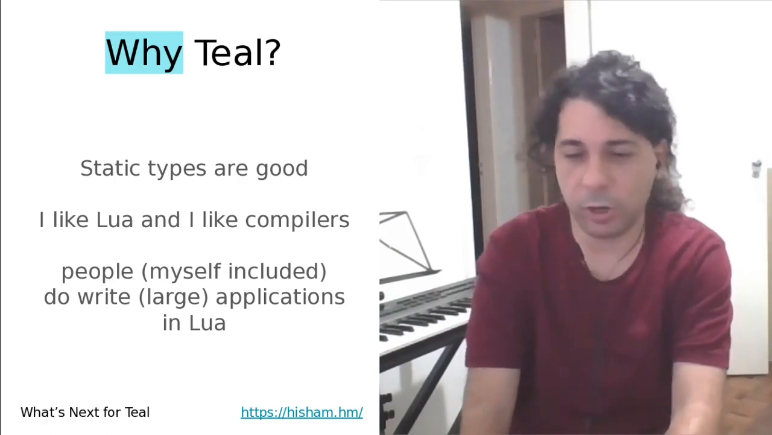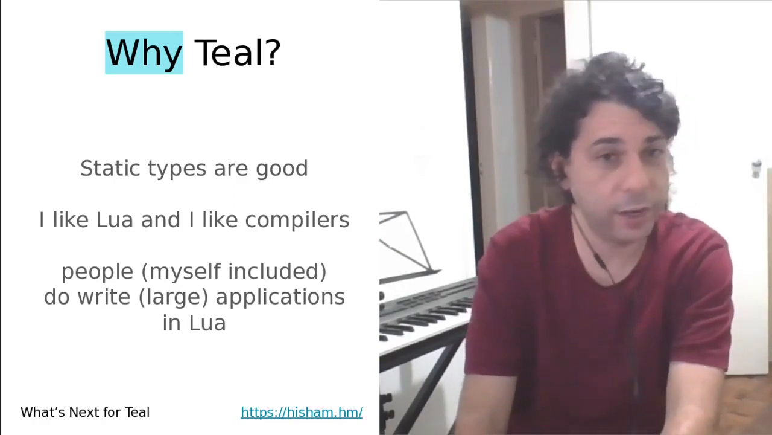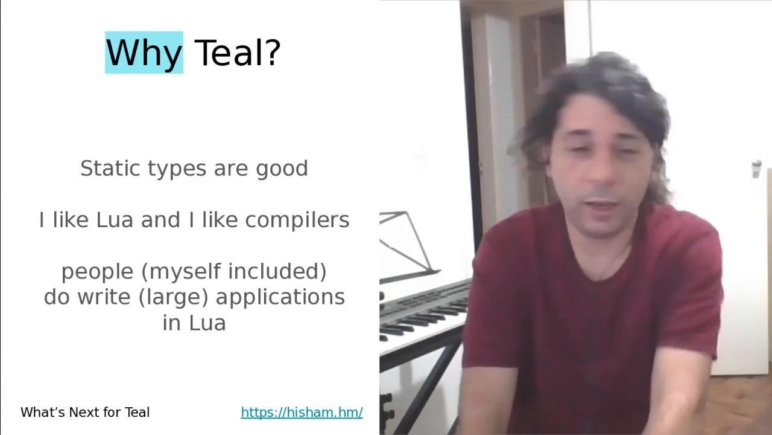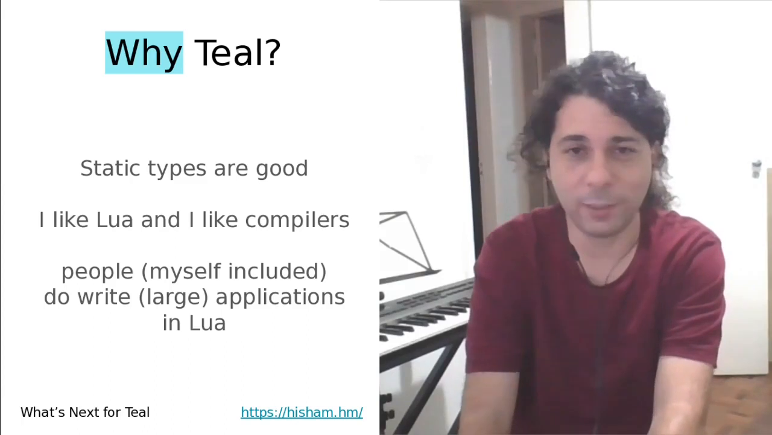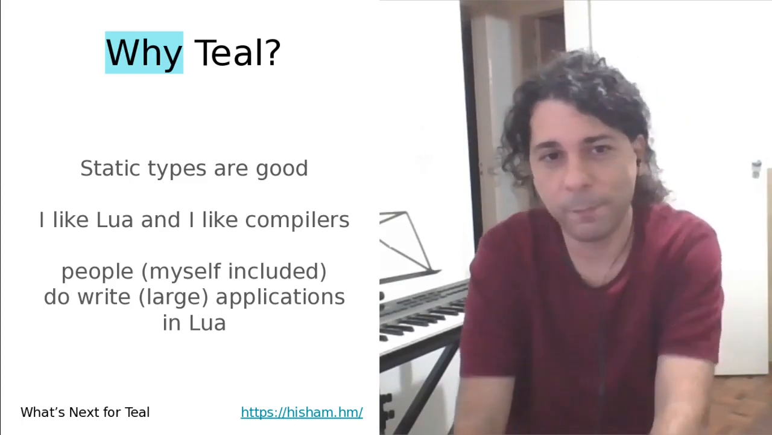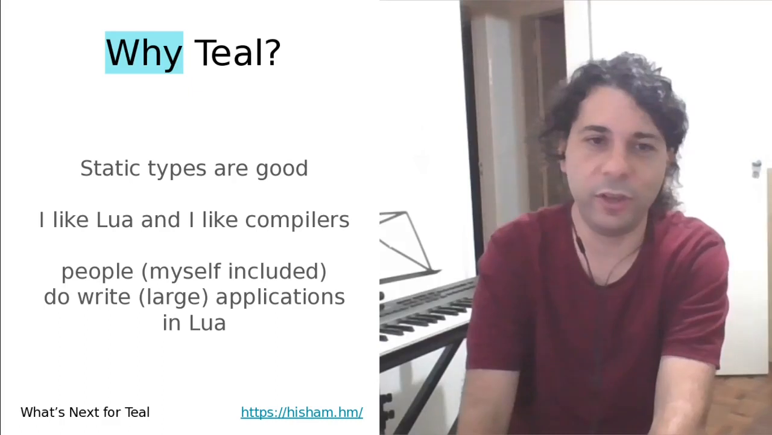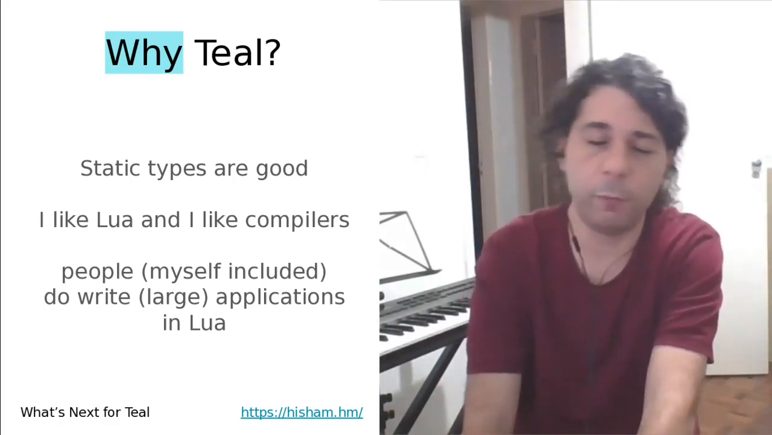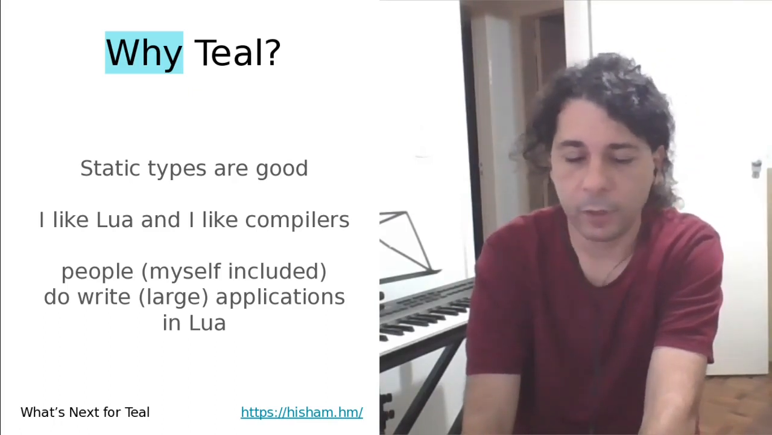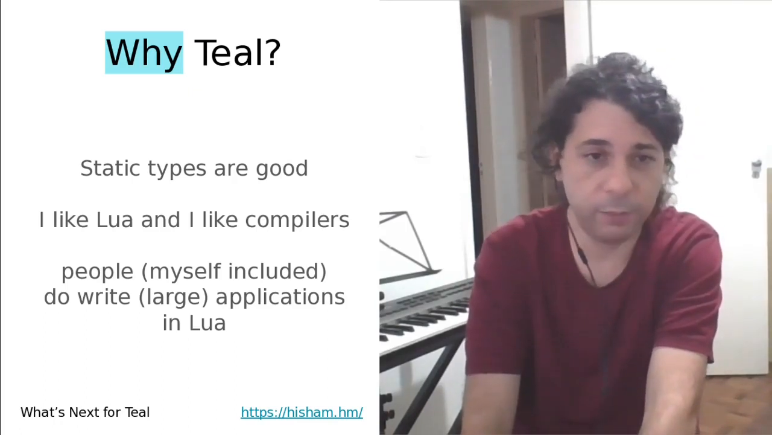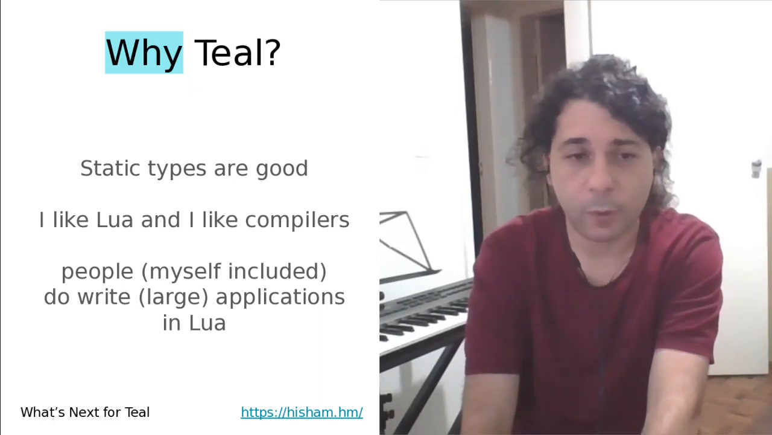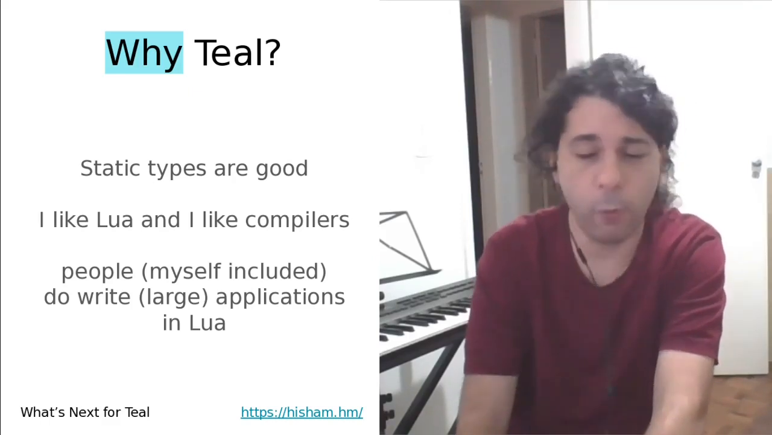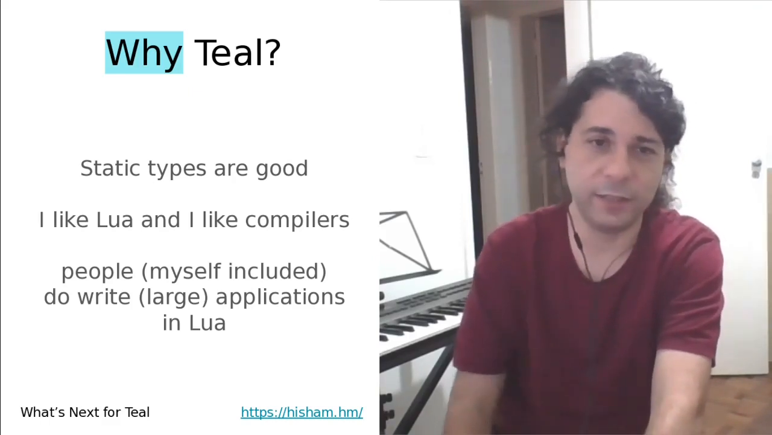Static types are good, but there are tons of statically typed languages already. Why not make another one? Well, I like Lua. And I like working on compilers. So as a personal project, this was interesting to me already. And the third reason, which I think Teal can be useful, is that people, myself included, as developer of LuaRocks and Kong, a project which I have been involved with for a long time, for example, people do write quite large applications in Lua, and at that point, it will be great to have static types.